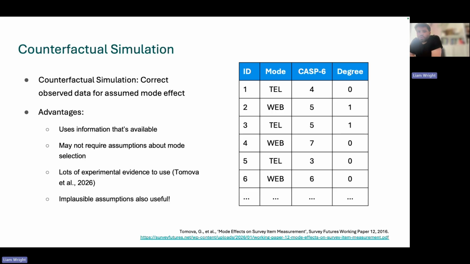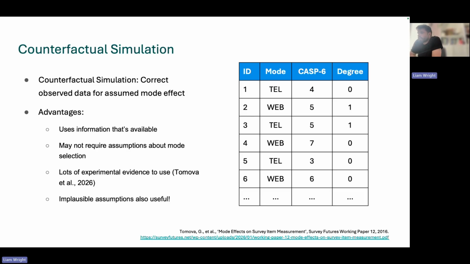I'm going to talk about two QBA methods that can be applicable to mixed mode survey data. And the first one is relatively straightforward, and that's counterfactual simulation. The basic idea here is just to correct the observed data for an assumed mode effect. So here we're going to use this counterfactual simulation to remove a mode effect in a continuous measure of quality of life, which is the CASP-6 measure that we've been seeing earlier in this presentation.